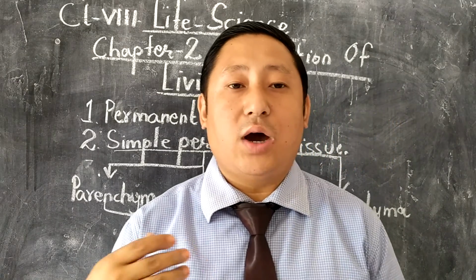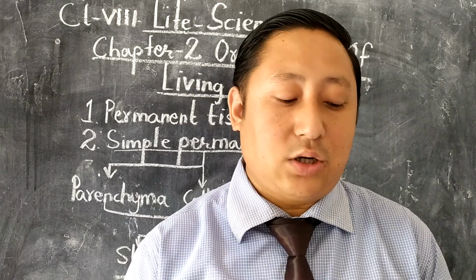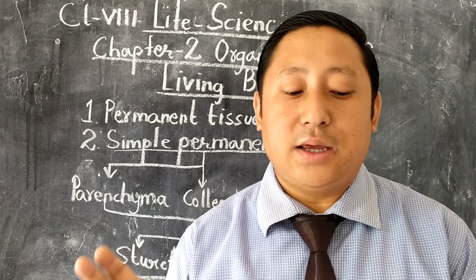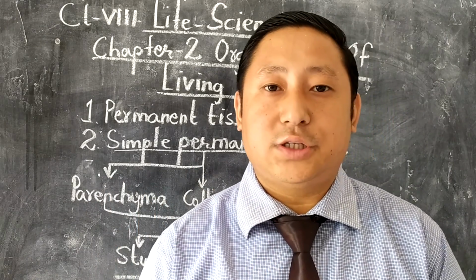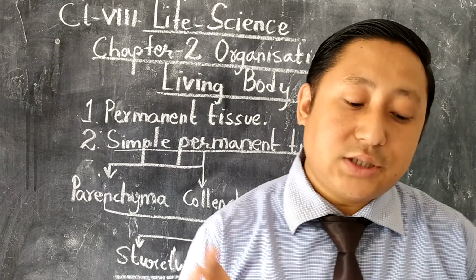That means this water and food also, transportation of food and water is done by the parenchyma. Now another is chloroplast containing parenchyma. Parenchyma helps synthesis of food by the photosynthesis. That means whatever the food is being produced, it is produced by the process of photosynthesis.